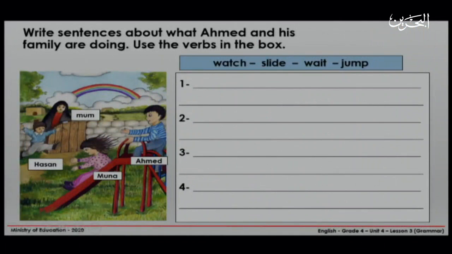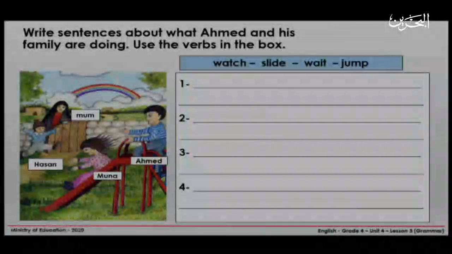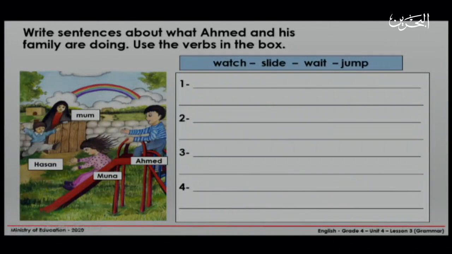Now, you are going to look at the picture and write sentences about what Ahmed and his family are doing. Use the verbs in the box. Let's read the verbs together. We have watch, slide, wait, jump. And let's look at the picture. We have Mom, Hassan, Muna, and Ahmed. You have 5 minutes to write the sentences.